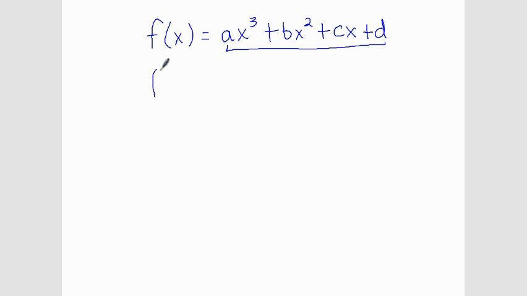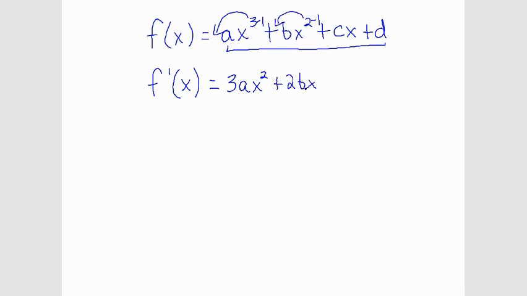So I'm going to go ahead and calculate the derivative. Bring this out in front and subtract 1. So that's 3 times ax squared. Do the same thing here. Plus 2bx. The derivative here is just c. And the derivative of any constant is 0. Okay? So we can use our quadratic formula, noticing that we're going to use 3a, 2b, and c instead.